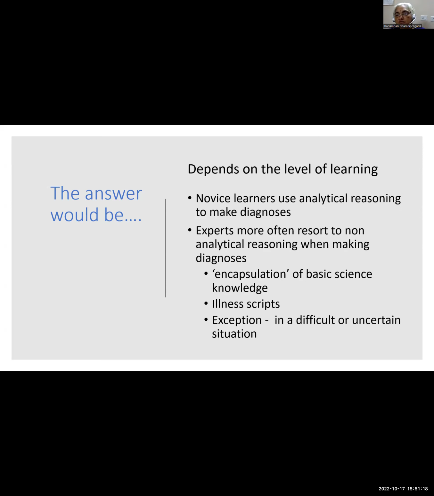It's definitely a cognitive process because they have already encapsulated their basic science knowledge and formed what are known as illness scripts with their experience as they see different presentations of the clinical case. This is stored, represented in their memory and consolidated, and they keep retrieving it in a given situation. So they are able to make a shortcut and reach that diagnosis much earlier than the undergraduate or a more novice learner. But even experts have an exception. In a difficult or uncertain situation, they do go back to their knowledge of basic sciences in order to make a diagnosis, right?